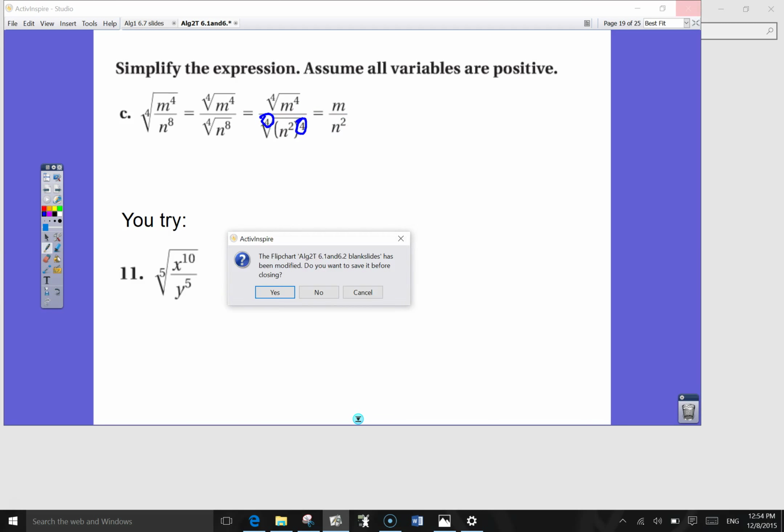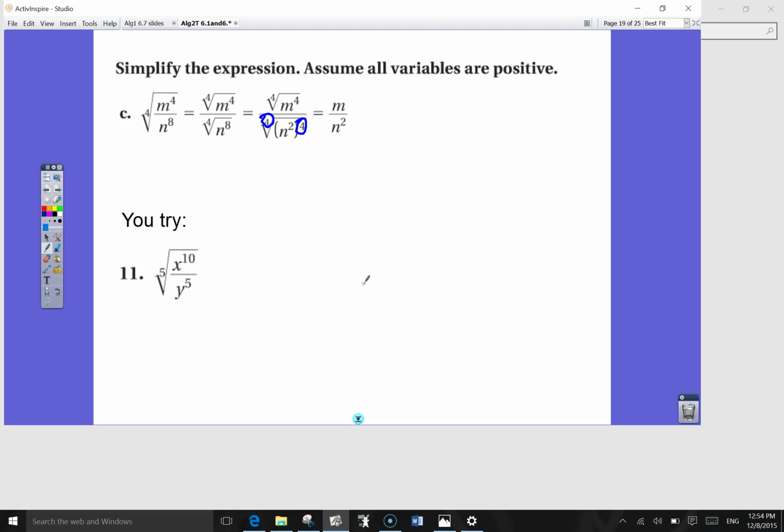Now personally, I wouldn't do that. I would just take this, say 8 divided by 4 is 2. So in the numerator, I've got 4 divided by 4 is 1. In the denominator, I've got 8 divided by 4 is 2, so n squared.